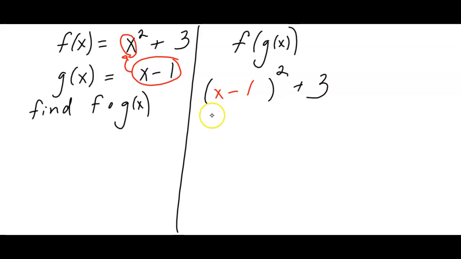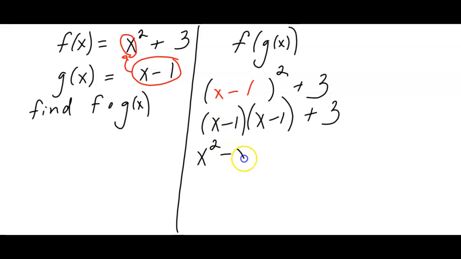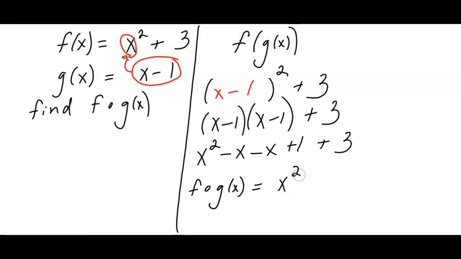So don't forget, when that happens, this becomes a FOIL. So we're going to FOIL this, x squared minus x plus 1. And then I have my plus 3 on the end. Combine like terms. So f of g of x equals x squared minus 2x, and then combine your constants, plus 4.